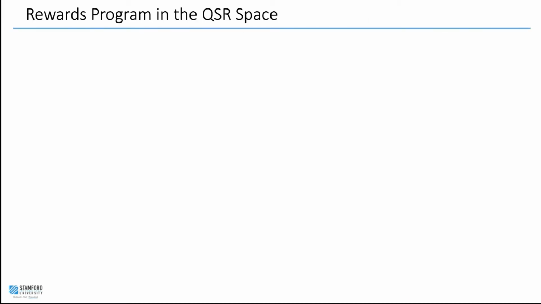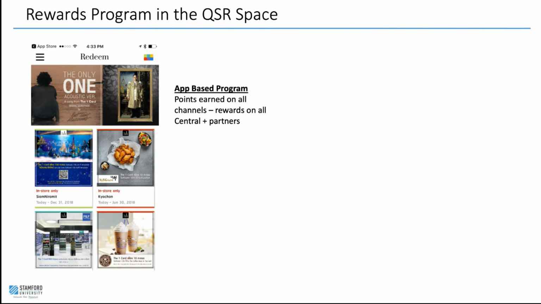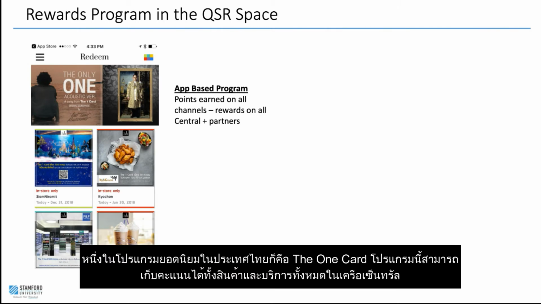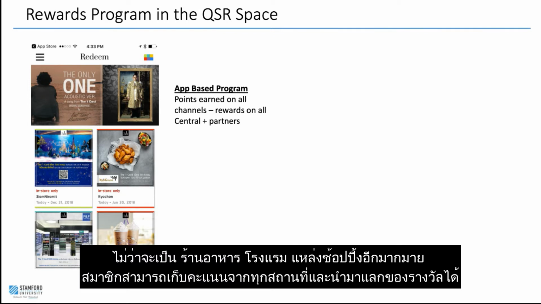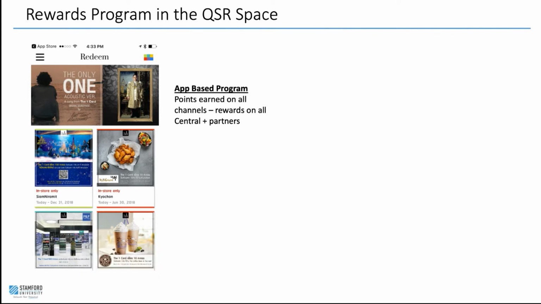All right. Now, let's take a look at a few examples in the QSR space, the quick service restaurant space. All right. One of the most popular programs in Thailand is the One Card from Central Group. This program cuts across all of the Ascendo Group properties, so restaurants, hotels, shopping, and more. Members can earn points from all places and redeem them across all places. It's a great example.